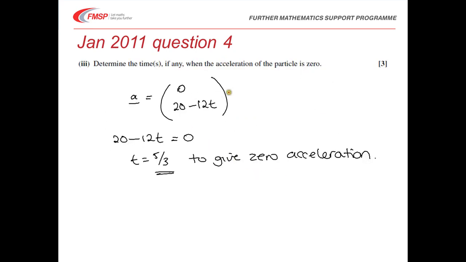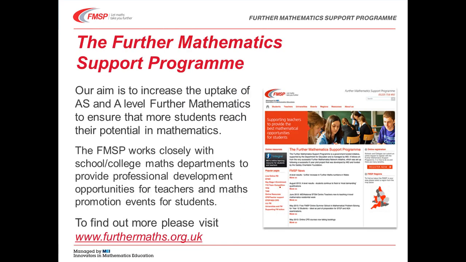Moving on to part 3, again we get one method mark for differentiating, and then you get a follow-through mark for getting that correct from your previous answer. So from your velocity, have you differentiated correctly? And then we get a B1 mark for identifying therefore the point at which there is 0 acceleration. So that's the end of that question.